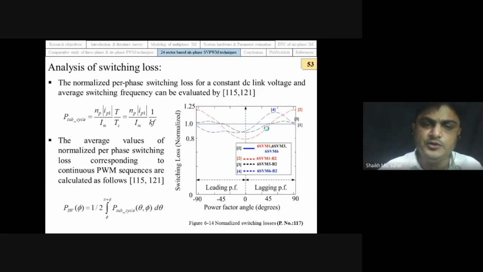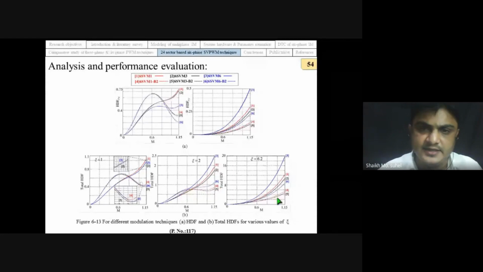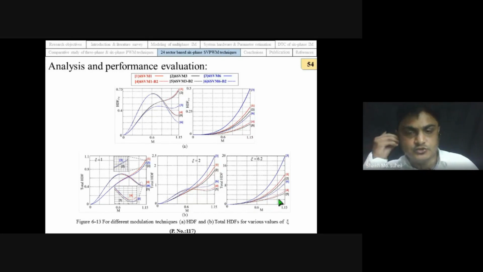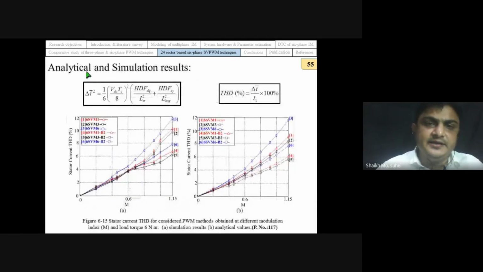These are the harmonic results at different values of zeta. The conclusion over here is that the newly developed PWM technique, that is 6-phase SVM3B2, can provide good harmonic performance, or you can say the lowest stator current distortion. We have also calculated analytical and simulation results by utilizing this equation. This equation also confirms that this newly developed PWM technique 6-phase SVM3B2 will result in the lowest stator current distortion in analytical as well as simulation results.